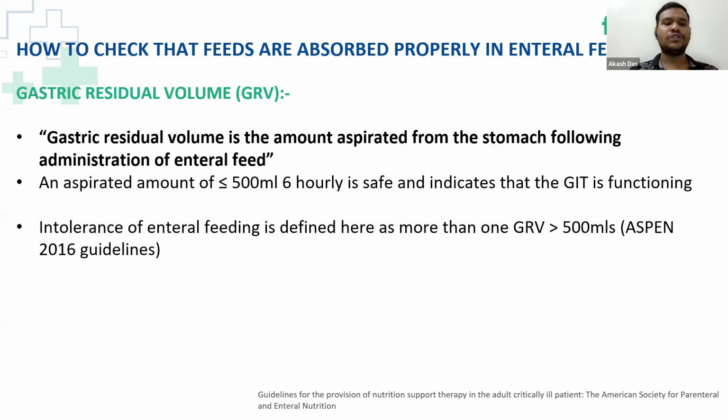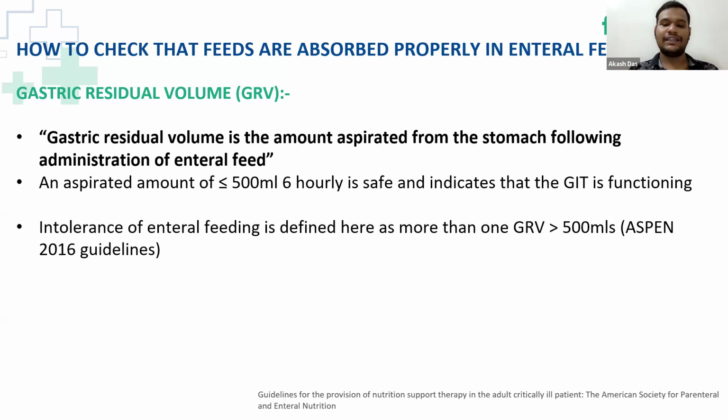So, how to check that the feeds are absorbed properly in enteral feeding? There is something called the gastric residual volume. So what is the gastric residual volume? Gastric residual volume is the amount aspirated from the stomach following administration of the enteral feed. How much gastric volume is safe? When you aspirate through the NG tube, an aspirated amount of less than 500 ml every sixth hourly is safe and indicates that your GI tract is functioning safely.